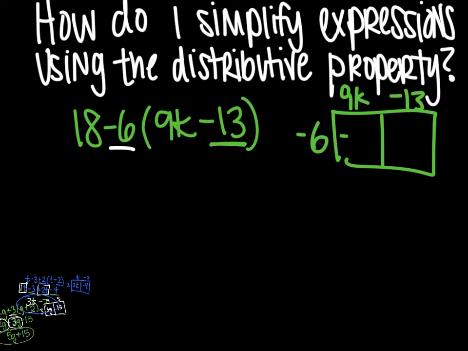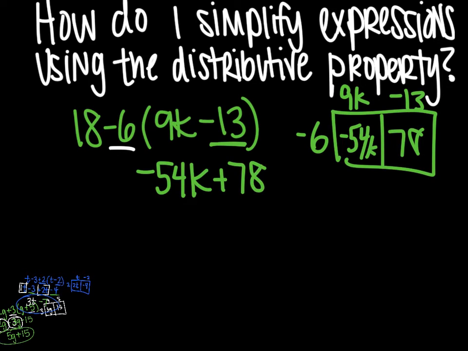When I distribute, positive 9 times negative 6 is negative 54k. Then negative 6 times negative 13: a negative times a negative is a positive, and 6 times 13 is 78. So I'm going to rewrite that now: negative 54k plus 78. And then I'm going to add in what I haven't used yet, which is 18.